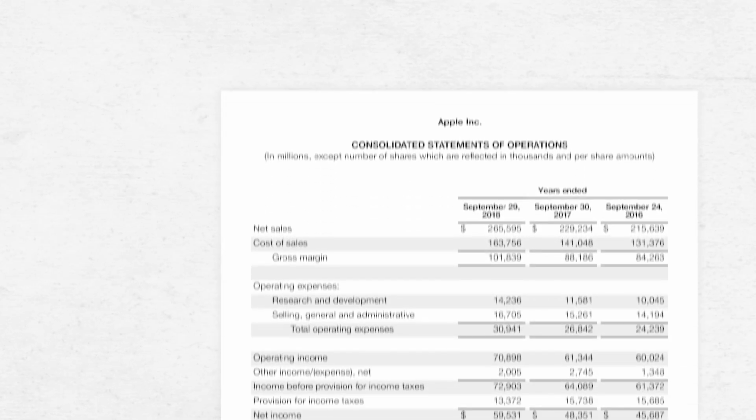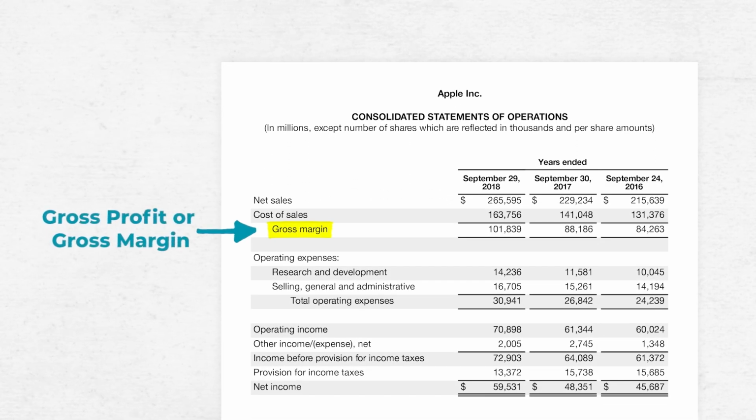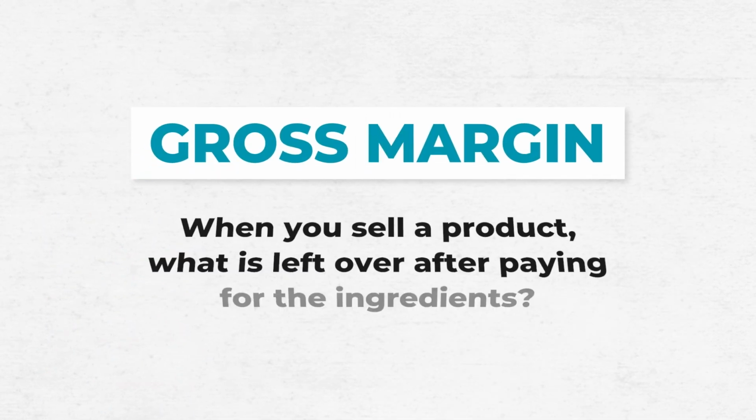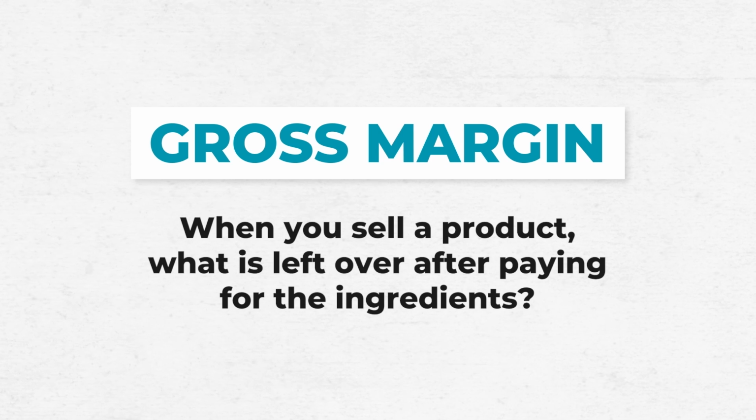The next line is the gross margin, also known as gross profit. Sometimes you hear people refer to it simply as the margin. They might say, is that a high margin or is that a low margin product? This answers the question, when you sell a product, what's left over after you pay for the ingredients?